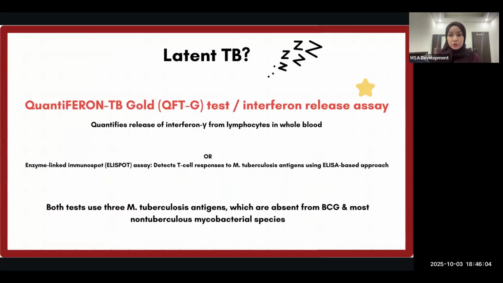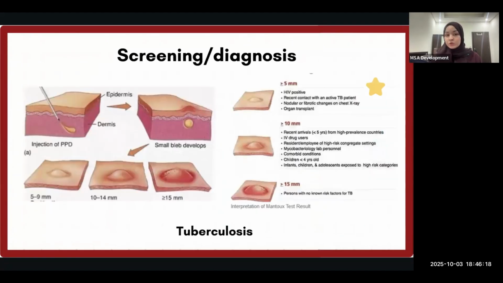Now, latent TB, what I want you to know is that you can quantify it by this QuantiFERON TB, the interferon release assay. This came in a past question, and I just wanted to include it for completion's sake. Now, in order to screen or diagnose, you do the Mantoux test, or you use the PPD, which is the purified protein derivative, and you basically inject it into the skin, and you assess for induration. Induration is basically when there's like a bleb above the skin level.